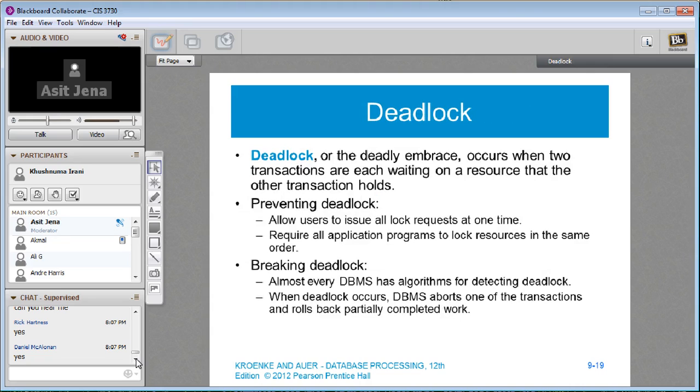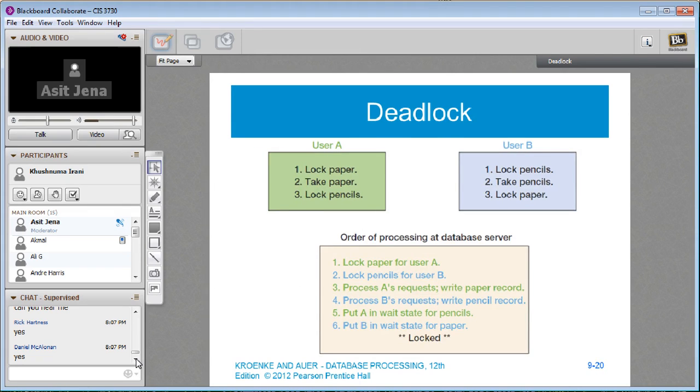A deadlock occurs when two transactions are each waiting on resources that the other transaction holds. Allow users to issue all requests at one time, require all applications to lock. I think this is the same deadlock that you have probably heard about in computer science classes again and again. Basically, if two transactions are waiting on a resource that the other transaction holds, they will get into a deadlock and will never come back.